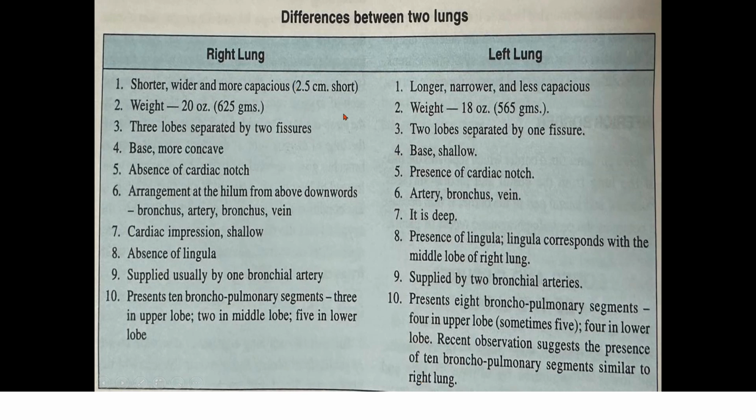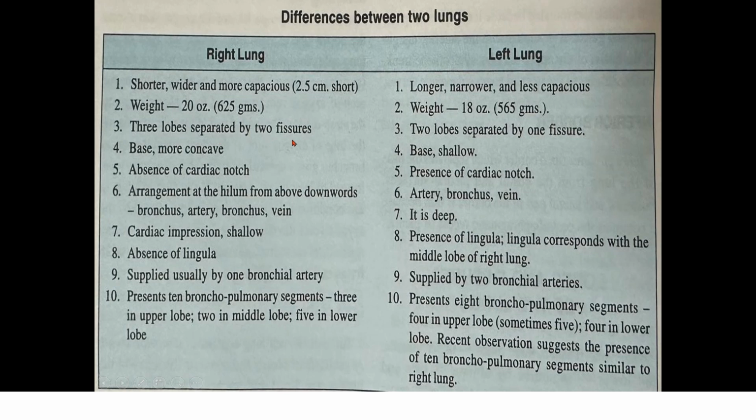Now, what are the major differences between the right and left lung? As you see, the right lung is shorter, wider, and more capacious. So, how much shorter? 2.5 centimeters shorter. The left lung is longer, narrower, and less capacious. The weight of the right lung is around 625 grams, whereas the weight of the left lung is around 565 grams.